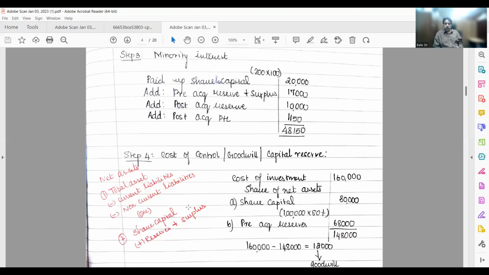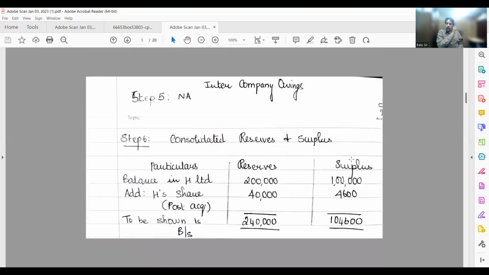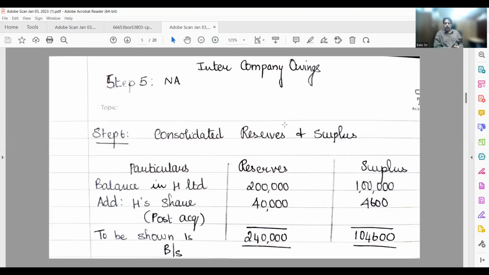Again, guys, pause the video and take down the notes. Jot down step number 4 and then you proceed. In this example, step number 5 is not applicable. Why? There are no intercompany owings, nothing. And then we go to step number 6. That is nothing but you're trying to find the reserves and surplus to be shown in your balance sheet. It's called consolidated reserves. In that, very simple, particulars and then reserves and surplus, nothing but a P&L balance. So we can write P&L. Why not? The first line, what do you do?